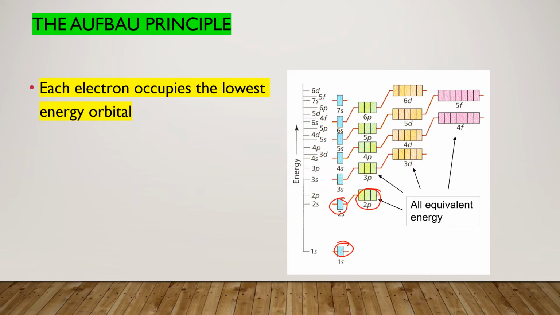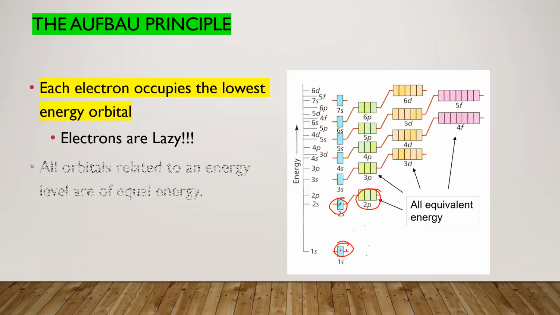So the Aufbau principle tells us each electron occupies the lowest energy orbital. Think of it like electrons are lazy. They don't want to climb up if they don't have to. So if you already had 2 electrons in this one, the third electron would have no choice but to go up here. But they really don't want to do that if they don't have to. They're certainly not going to go further than they have to.